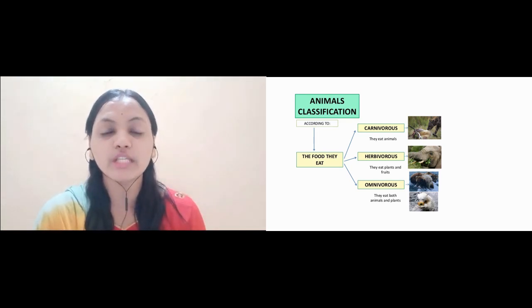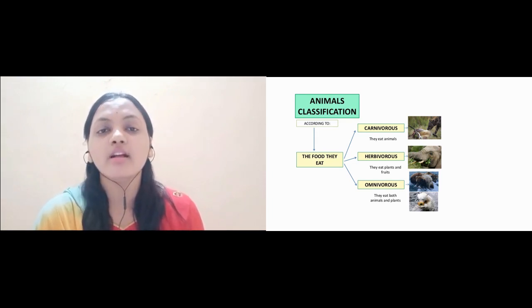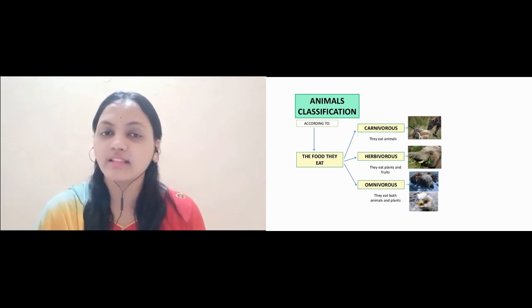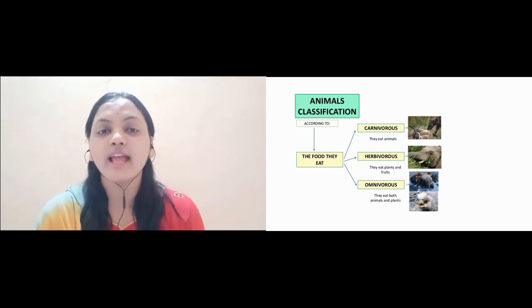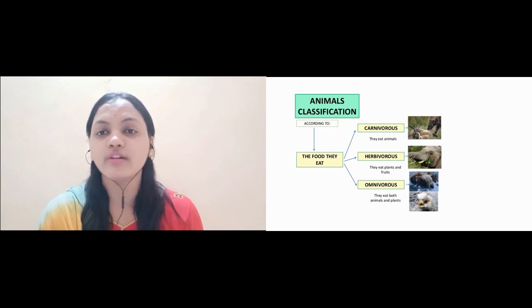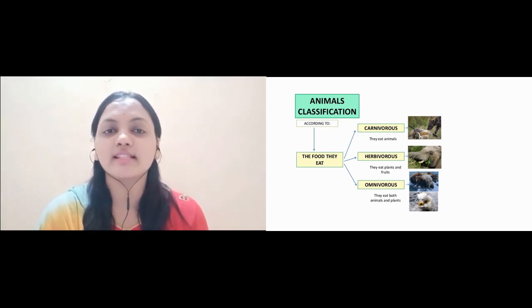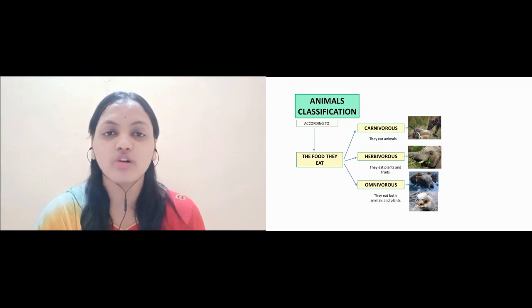The first category, which eat only plants and plant products, are called herbivores. The second category, animal eating, are called carnivores. And the third category are called omnivores because they eat both types of food products. So children, this is the categorization of animals according to their eating habits.